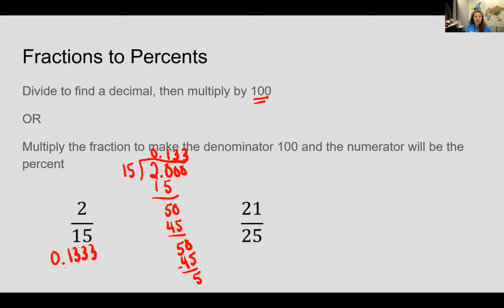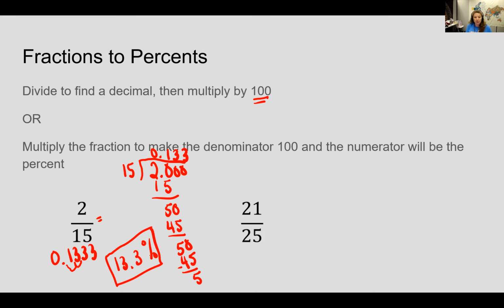So now to turn our decimal to a percent, we multiply by 100. In other words, we move our decimal 2 places to the right. 1, 2. So my percent would be about 13.3%.